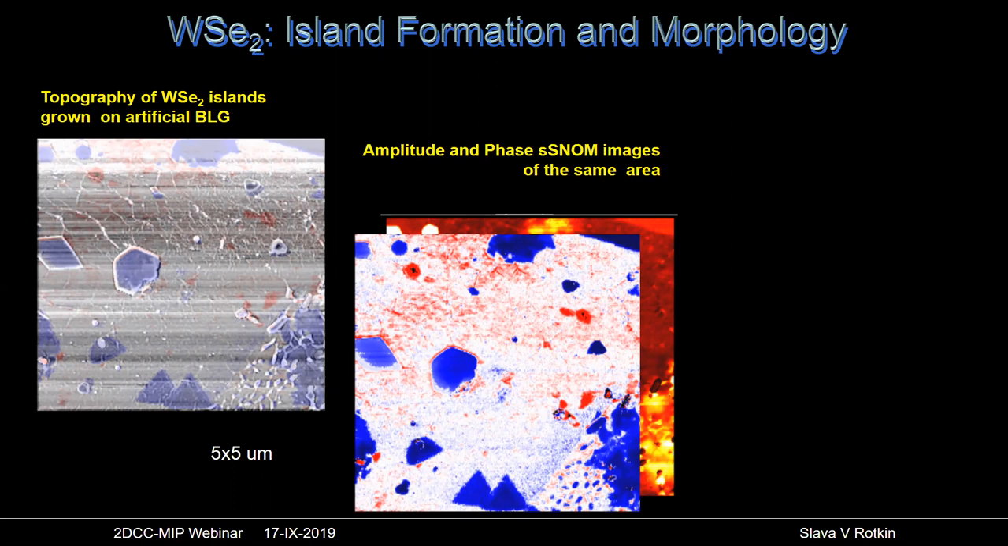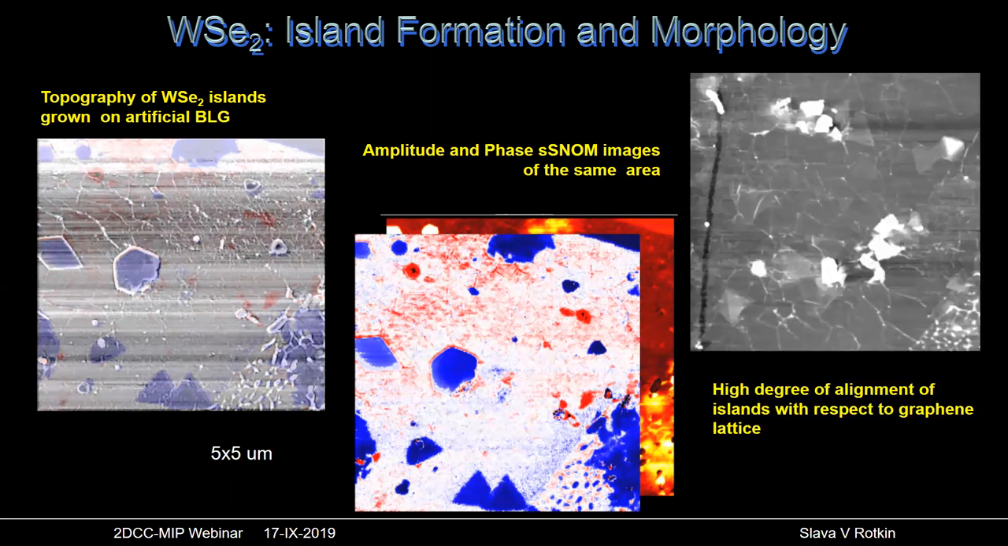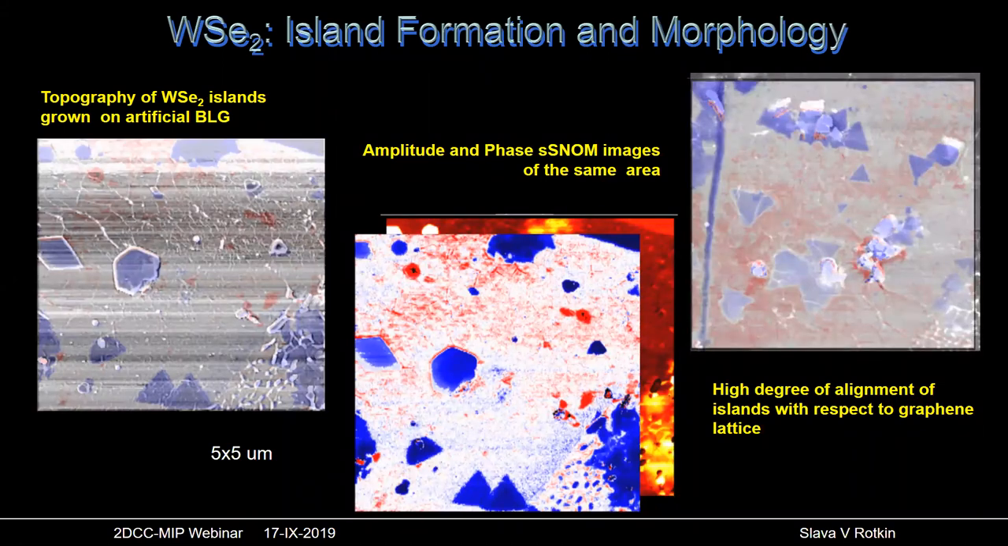A similar study has been done on another sample, and the phase image in this particular case gives you a very high degree of confidence of where your tungsten selenide grew, and allows you to tell that in this particular case the islands have a very high degree of alignment, and this alignment is in agreement with the lattice alignment of the graphene itself.